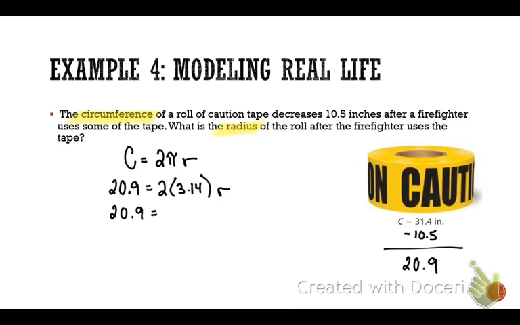20.9 equals 6.28 R. Now I have one more step to find my radius. What do I do? Divide by 6.28. Okay? Now, this is just going to take practice.